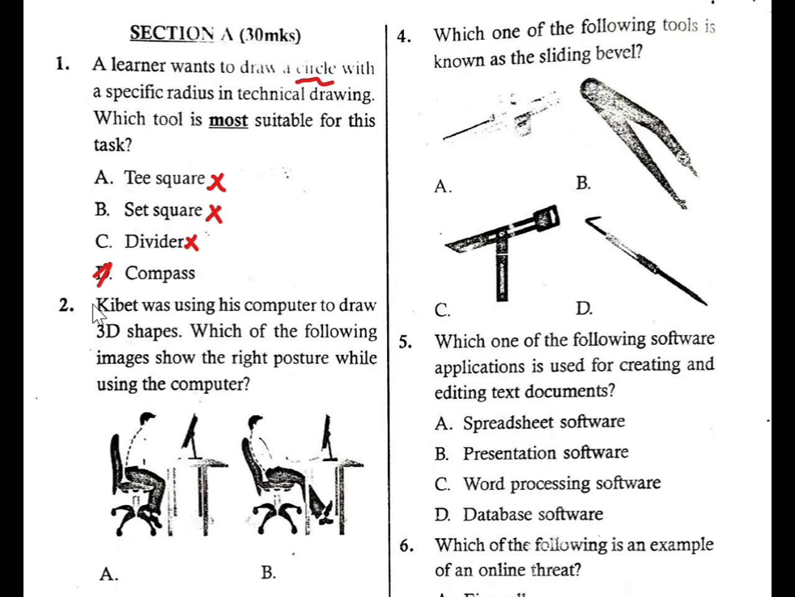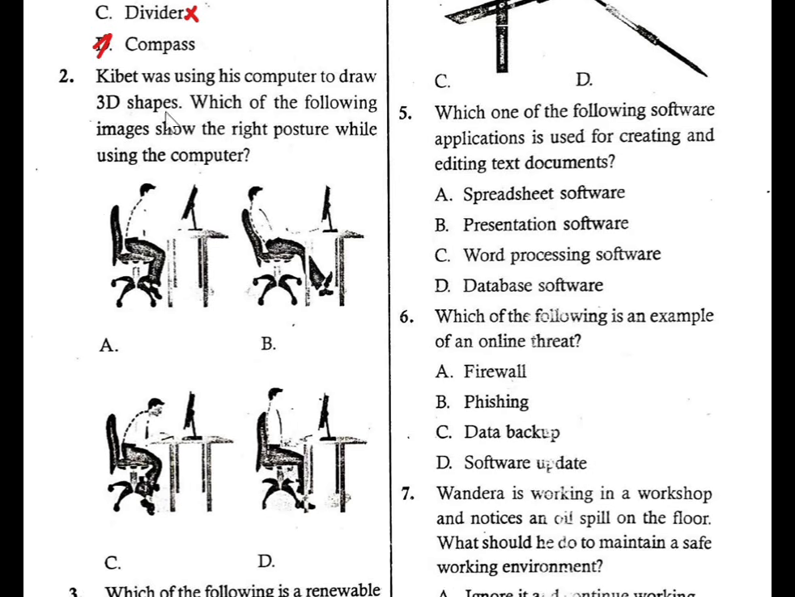We continue to question number 2. Kibet was using his computer to draw 3D shapes. Which of the following images show the right posture while using the computer? You can see here we have different postures. So which one is the correct option? So starting with A, you can see A, we have a curved spine. So this one is improper.